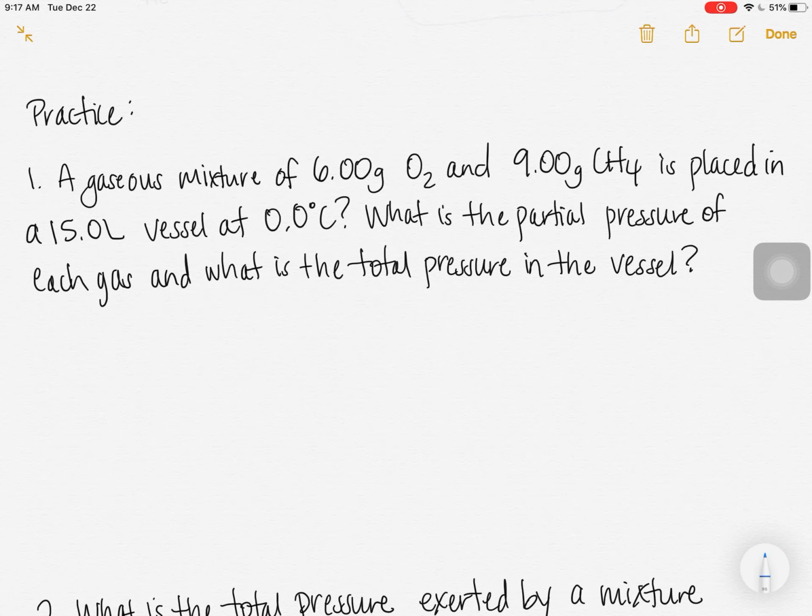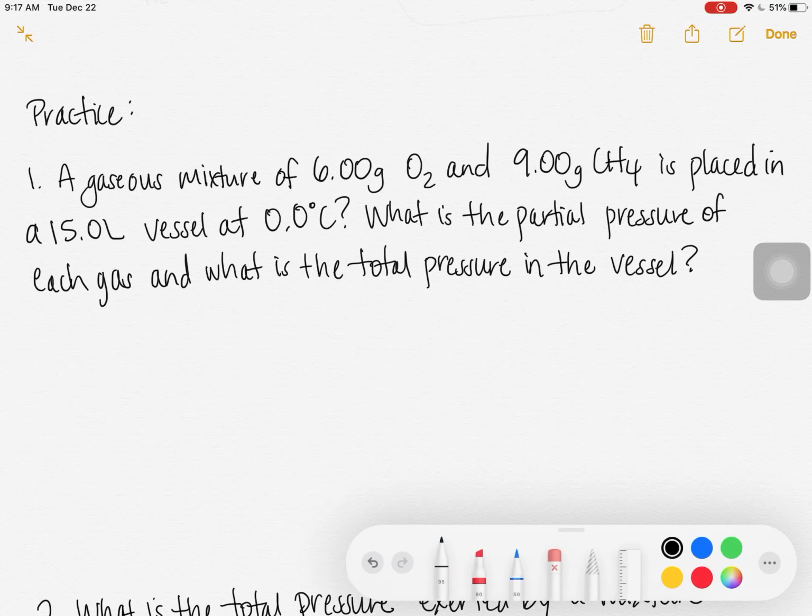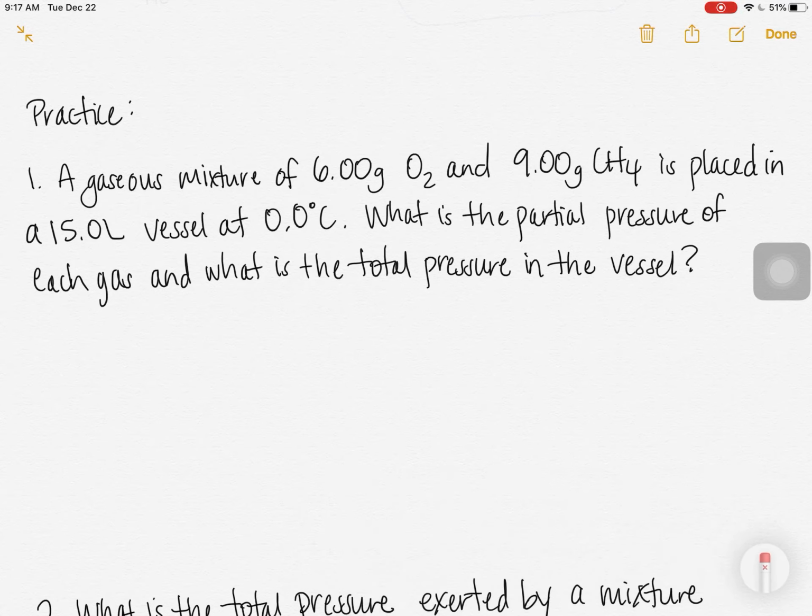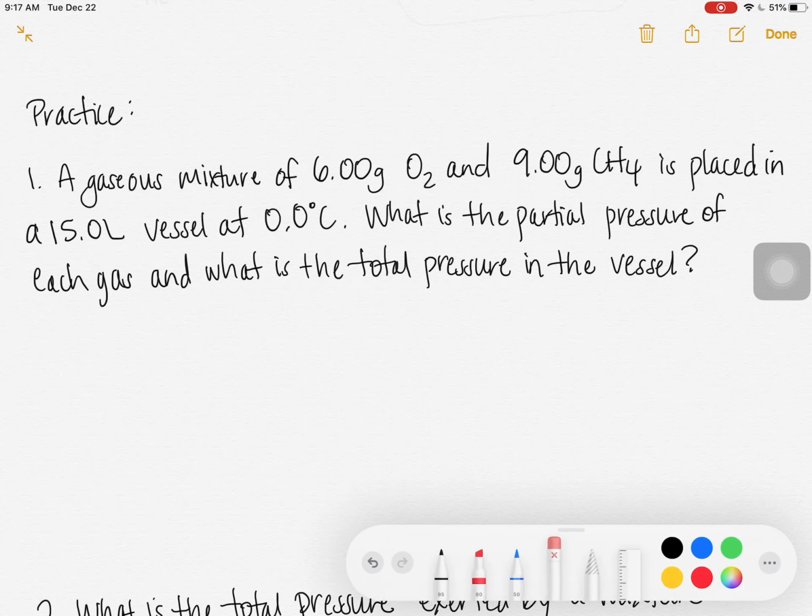All right, so here we go. It says a gaseous mixture of 6 grams of O2 and 9 grams of CH4 is placed in a 15-liter vessel at 0 degrees Celsius. I guess that's not a question, huh? That's a typo. There we go. What is the partial pressure of each gas in the vessel, and what's the total pressure?